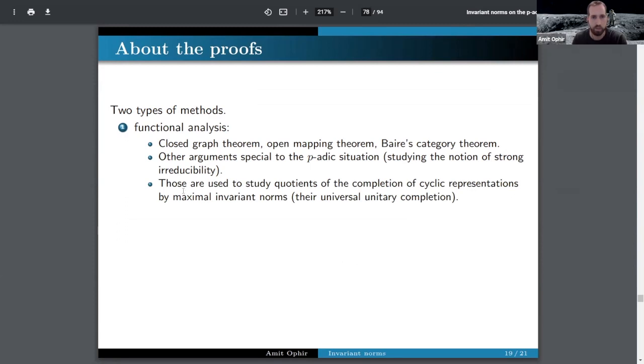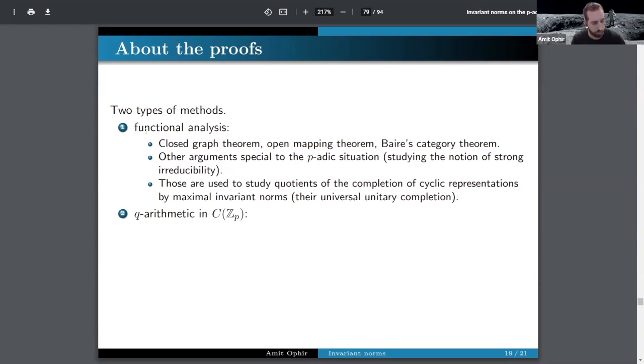Okay, so I won't read this line, it's just here so you can read it if you want. This is the kind of objects on which we apply this method from functional analysis. And the next kind of method that we are using is Q arithmetic in the space of continuous functions on ZP.